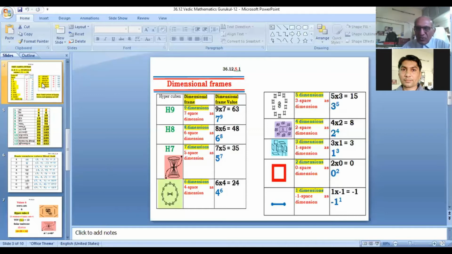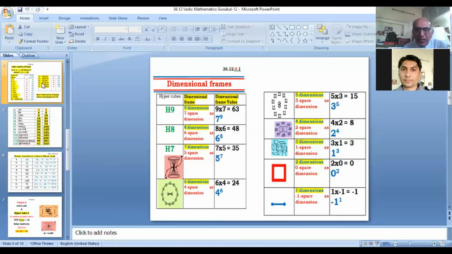There we know that 3 space is having 1 space in the role of dimension, 4 space is having 2 space in the role of dimension, 5 space is having 3 space in the role of dimension, 6 space is having 4 space in the role of dimension, 7 space is having 5 space in the role of dimension, and 8 space is having 6 space in the role of dimension, and 9 space is having 7 space in the role of dimension. Therefore, hypercubes 1 to 7 are respectively the dimensional frame constituents of hypercube 3 to hypercube 9. It is this feature which deserves to be comprehended well.